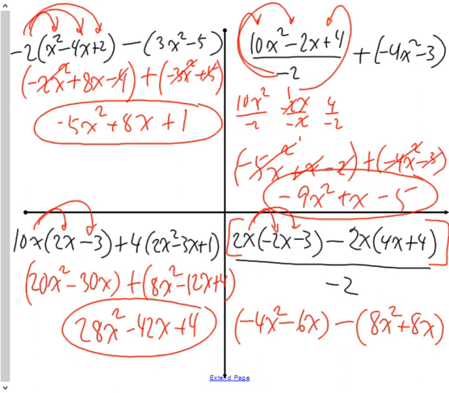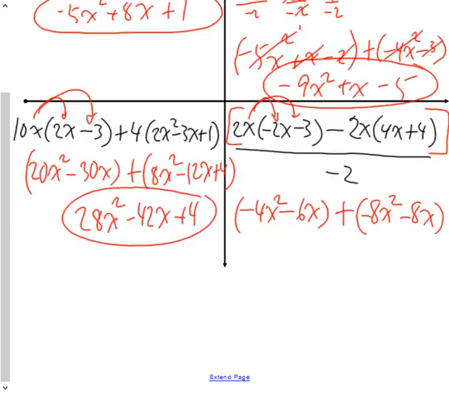So that's what the top part is going to simplify to, and of course, if we change it to addition and use the opposite, we're going to end up with that as our top part. Gather like terms, we're going to end up with negative 12x squared minus 14x, and then all of that is going to be divided by this negative 2 here.